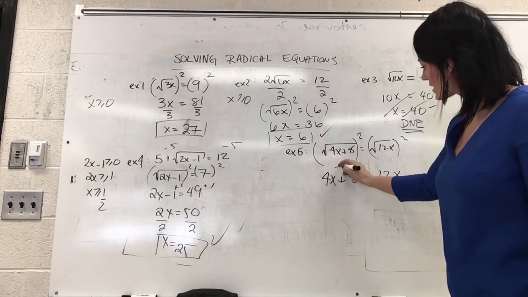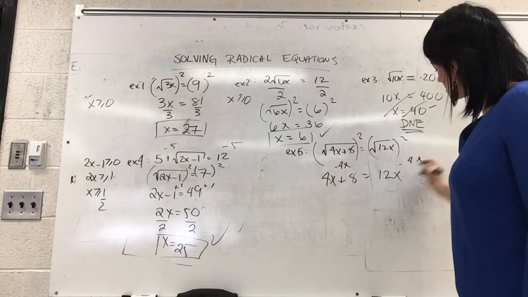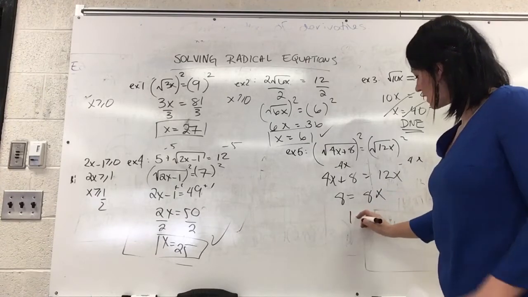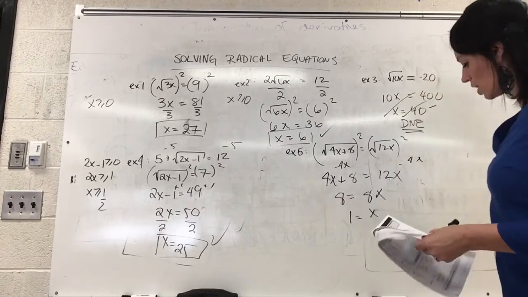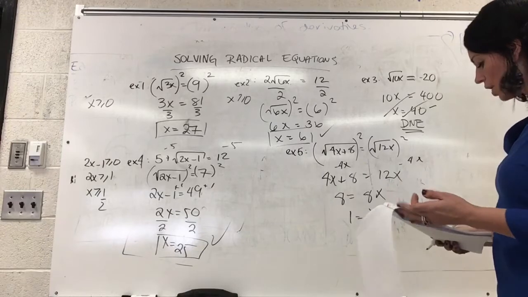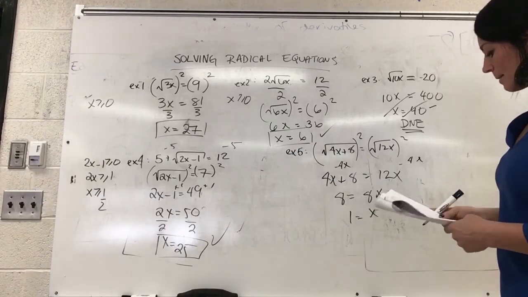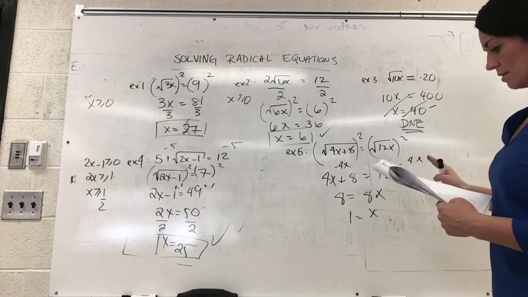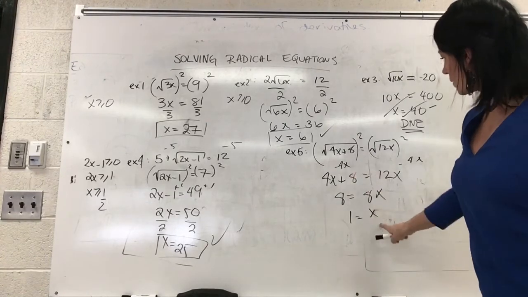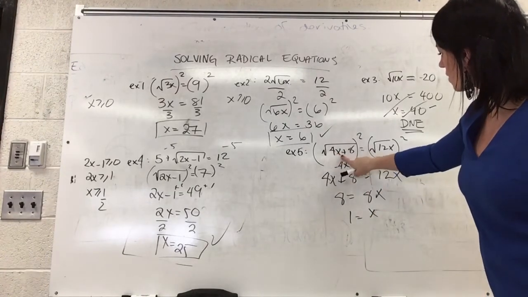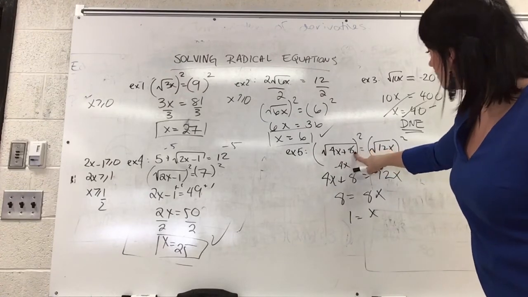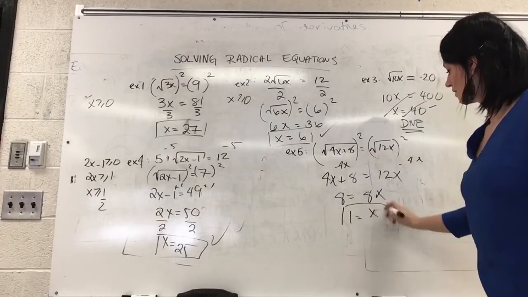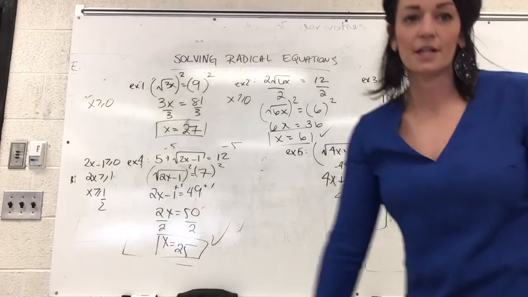So I'm going to subtract 4x from both sides. So I have 8 equals 8x. So 1 equals x. And then we always check our work, right? So we're going to plug it back in. Oh, I made a mistake. Nope, I didn't make a mistake. Okay, we're going to plug 1 back in. So 4 times 1 plus 8, so 12. And this is also 12. So radical 12 equals radical 12. Check. So that's how you solve radical equations.